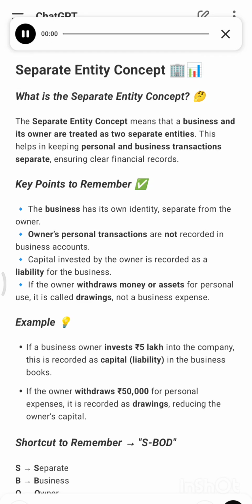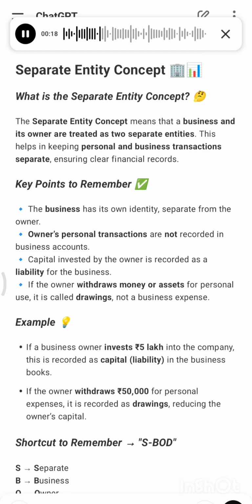Separate entity concept. What is the separate entity concept? The separate entity concept means that a business and its owner are treated as two separate entities. This helps in keeping personal and business transactions separate, ensuring clear financial records.